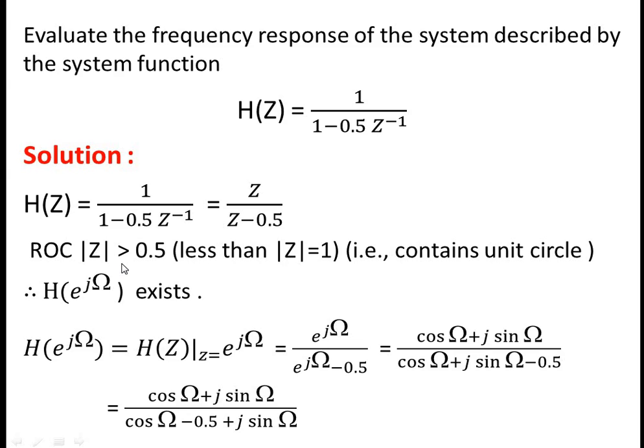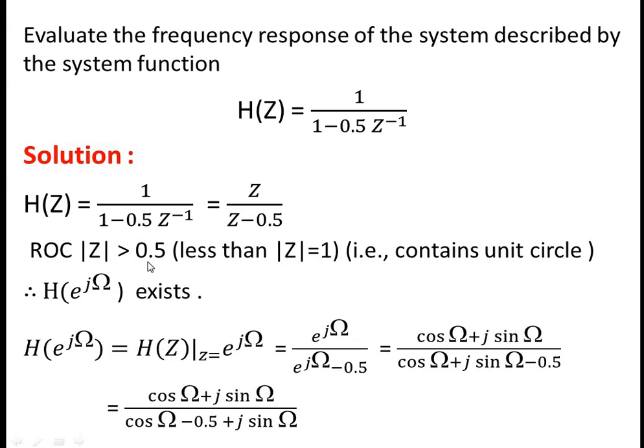And now we are going to talk about the region of convergence. This representation looks like the transfer function for a power n u of n, so it is a causal sequence. For causal, the modulus of z should be greater than the pole. So here the modulus of z is greater than 0.5.